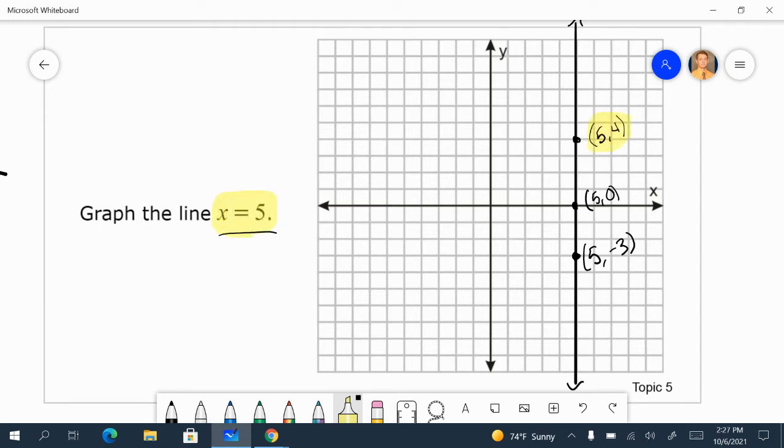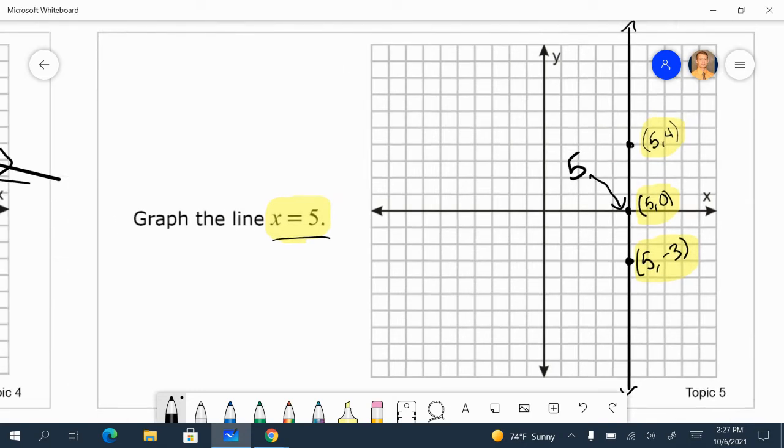So this point, the x value is equal to 5. This point and this point, they're all equal to 5. So if you pick any 2 points with an x value of 5, they're all going to end up in a vertical line like you can see here. So that's how you would draw your line. Another way to remember that is it's going through the x-axis at 5, right? So that's why it's x equals 5.